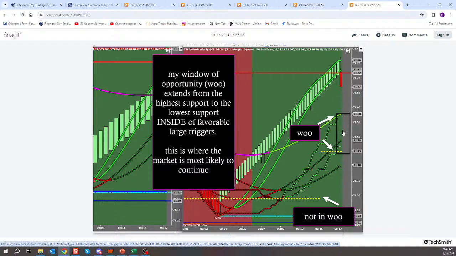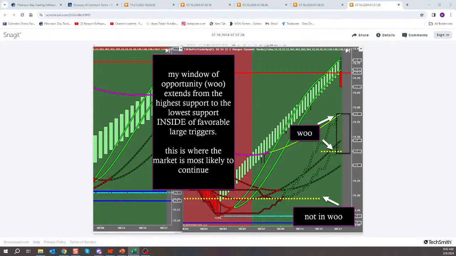And I want you to write that on your chart every time you take a trade. Was my area inside of favorable large triggers? These moving averages are a correction point, but price just pulling to the correction point isn't enough. We want to give it something to bounce off of. That's what the areas do. And guys, from the top of the window, which is the highest point of support, to the lowest point in the window, this is your window of opportunity. This is where the market is most likely to continue.